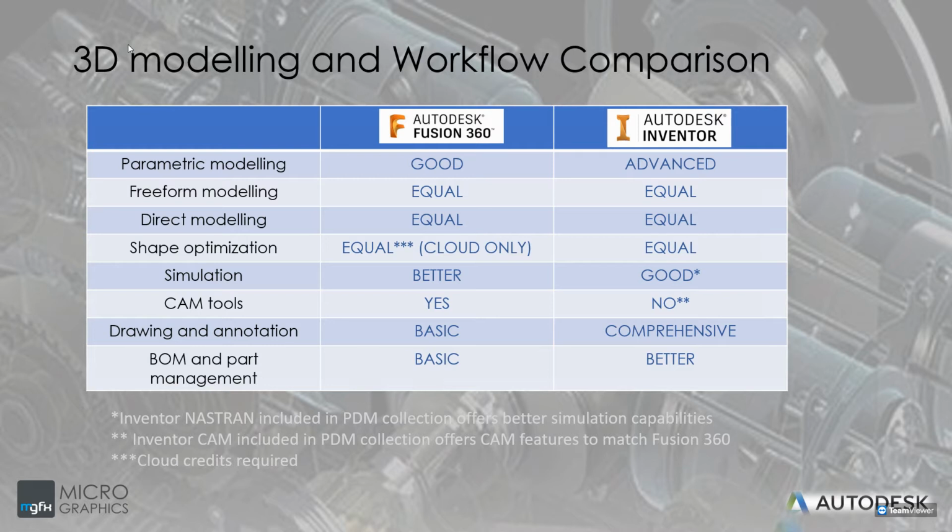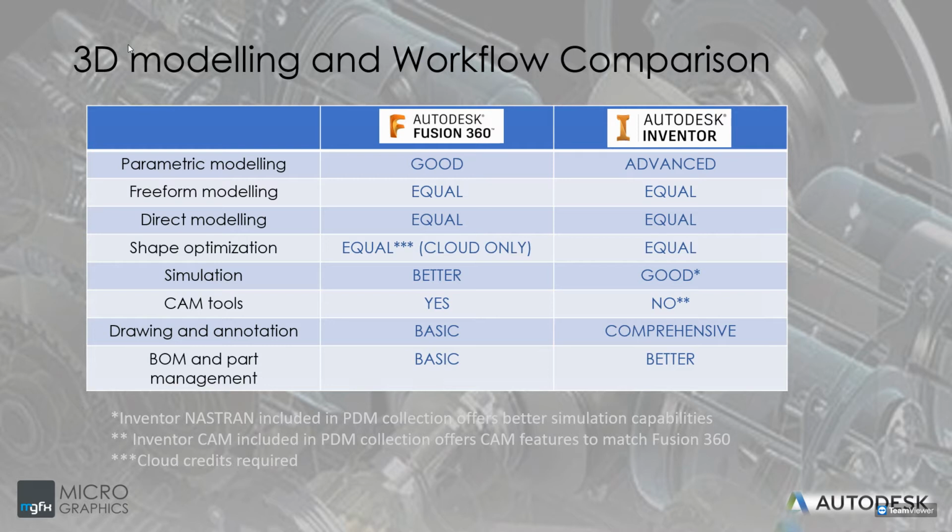Interesting thing to note there is that that may use cloud credits if you want to use generative design and shape optimization. So it will be on the cloud only for Fusion 360. Okay, simulation-wise, for FEA and simulation analysis, Fusion 360 is better, although Inventor is still good. It does have the capability.